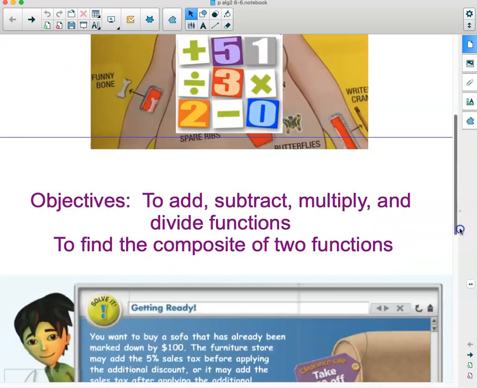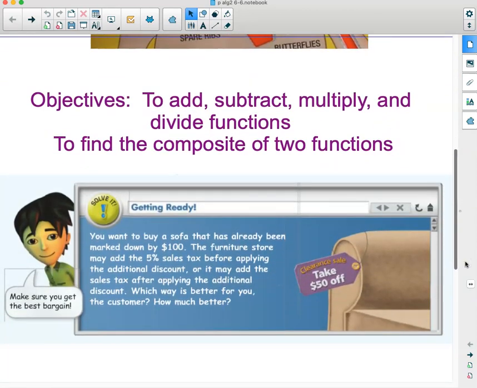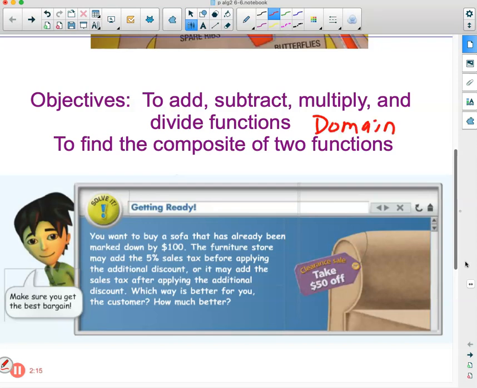So, function operations are what we're going to be going after. Our objective is just the top one today. We're going to focus on add, subtract, multiply, and divide functions, which at this point maybe you're saying, that's not new. We've been doing a lot of that stuff. You're right. But we're going to have a new focus today. That new focus is on what's called the domain.